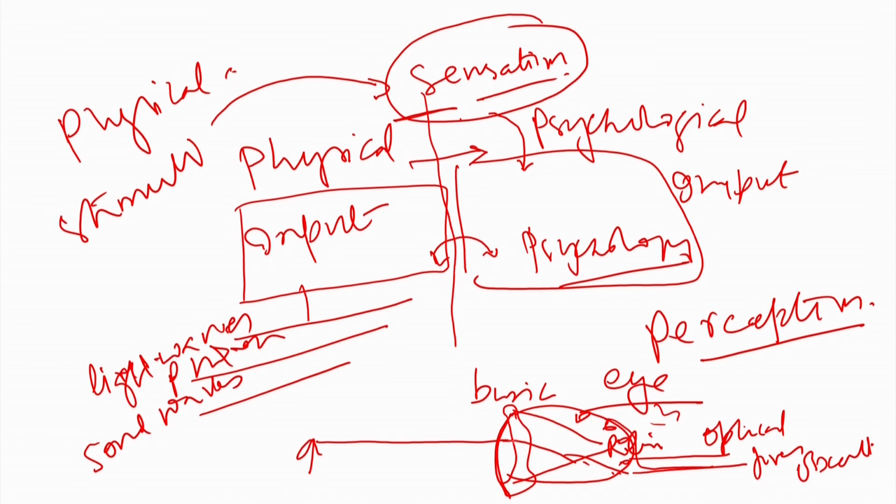The process through which this light wave is picked up by this retinal part of the eye is sensation, and after that, anything after that is perception. And so, this is what the difference between perception and sensation is all about.